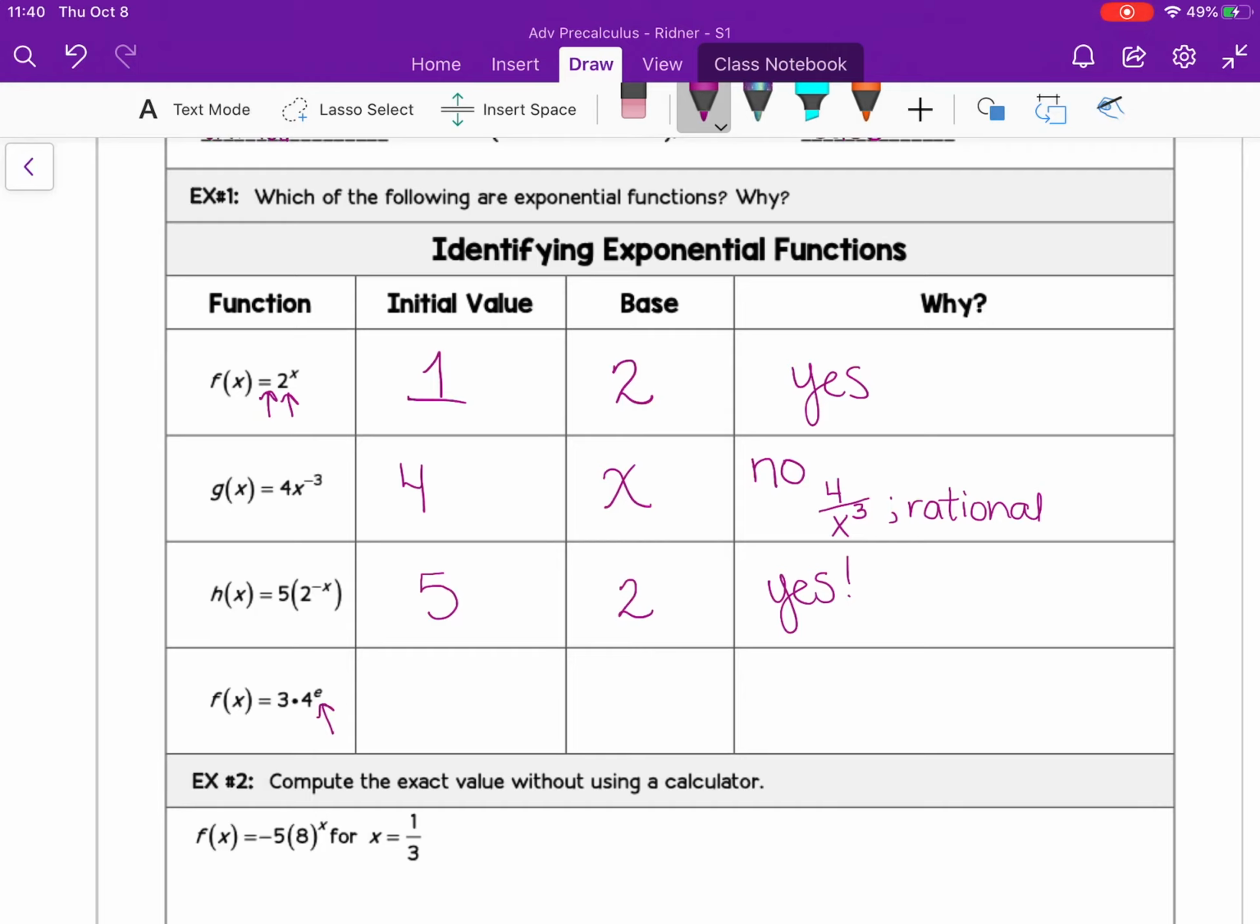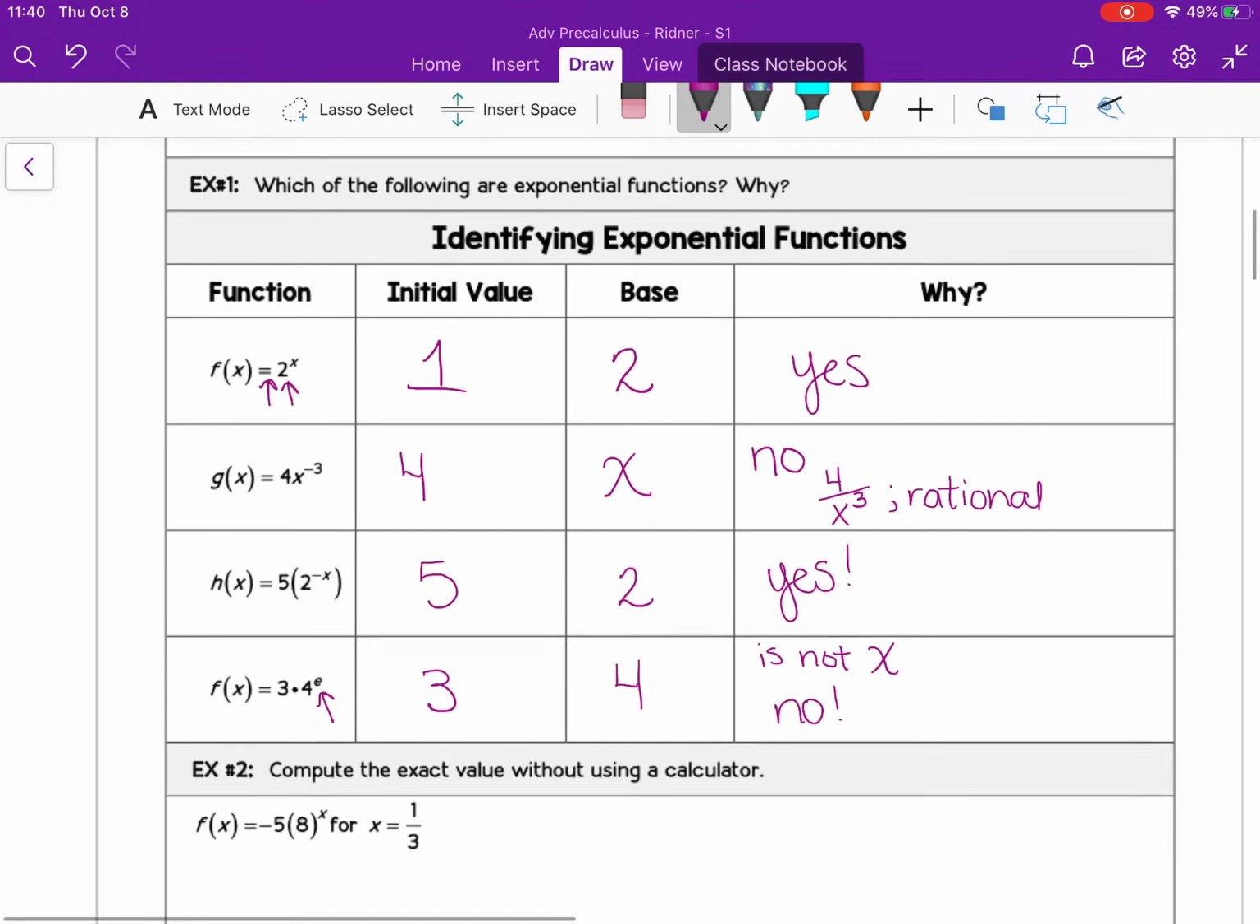Notice this is an E. An E is an irrational number, kind of like pi. So I have an initial value of 3. I have a base of 4. That part's okay, but the exponent is not X. It is E. So therefore, no, it is not exponential.